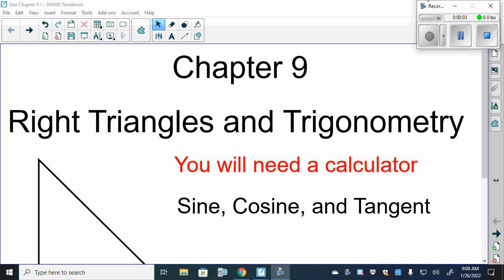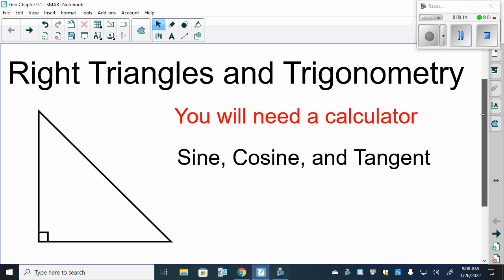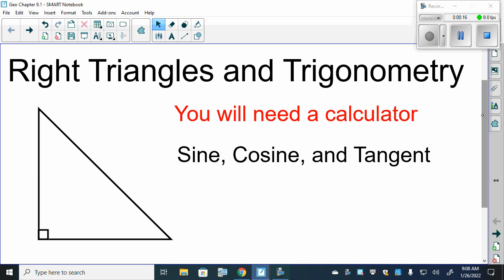All right, guys. What we're starting today is Chapter 9. Chapter 9 is going to be revolving around triangles, mainly right triangles. We will talk about using sine and cosine, not tangent, in triangles that do not have a right angle.